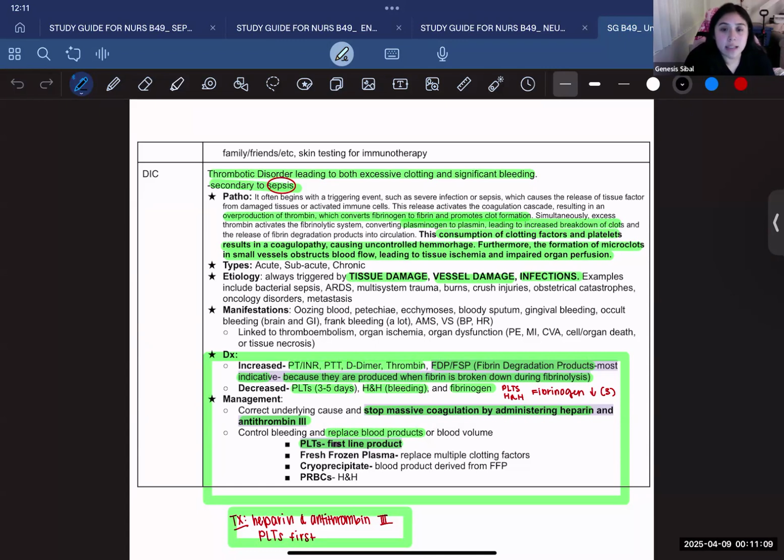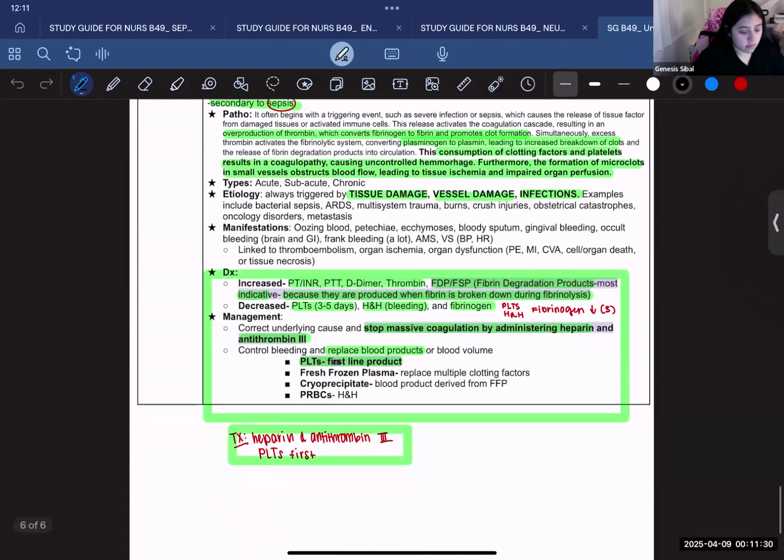So bleeding and then excessive clotting, with all these little microclots that are obstructing your blood flow in your vasculature. So that leads to organ perfusion being impaired and tissue ischemia basically happening. And then again, because of the consumption of your clotting factors and platelets, you're also having that uncontrolled bleeding as well.